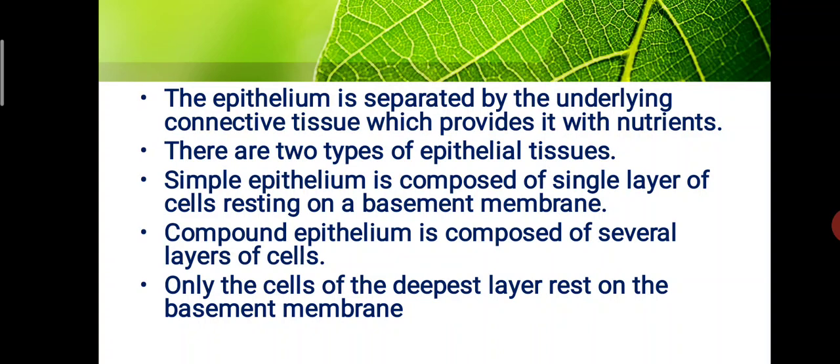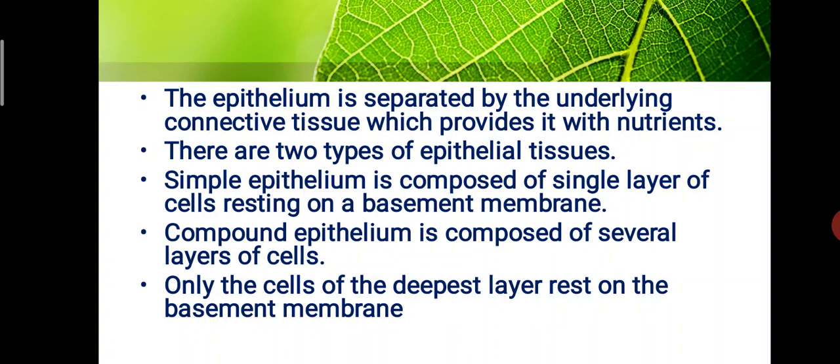which is having nutrients in them. And also there are two types of epithelial tissues. One is simple epithelium, the other one is compound epithelium. So you can see here, third point, simple epithelium means what? It is composed of a single layer of cells resting on the basement membrane. So only one layer, it will be on the basement membrane.